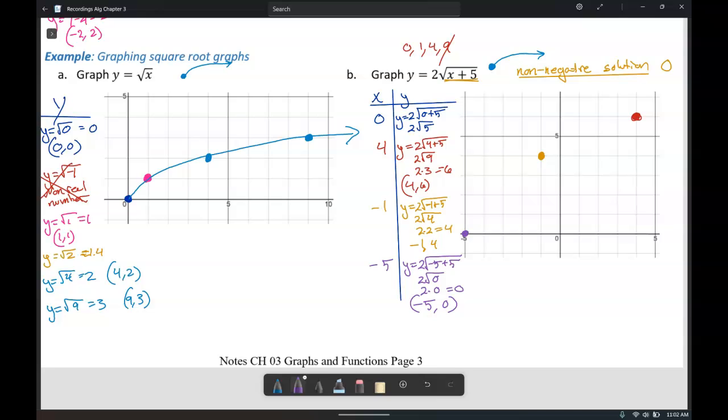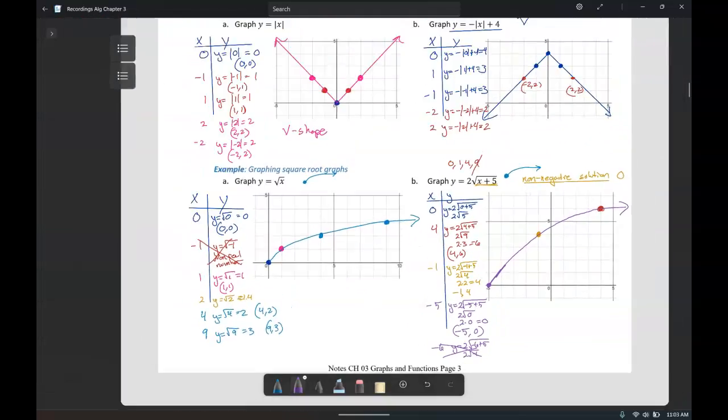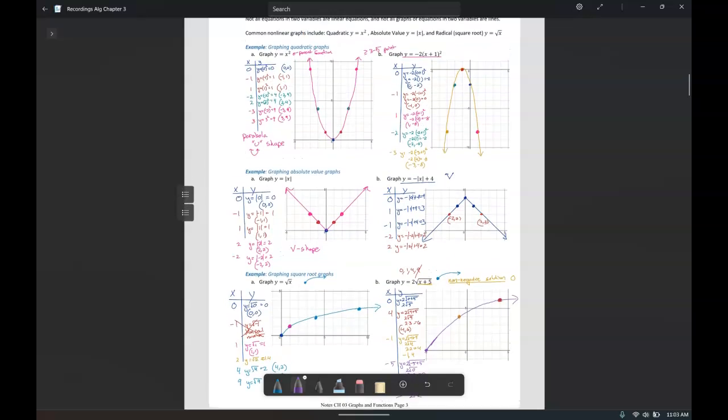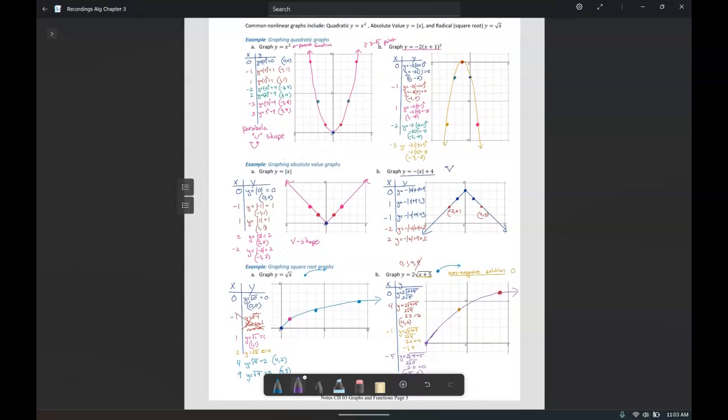And if we try to plug in something further to the left, like negative 6, we see that we get negative 6 plus 5, which is the square root of negative 1, which is not a real number again, so we cannot plot that point. And so we see while our arch is a little bit more steep to start, we are still following that same traditional pattern of a radical. And there are our introductory nonlinear functions.